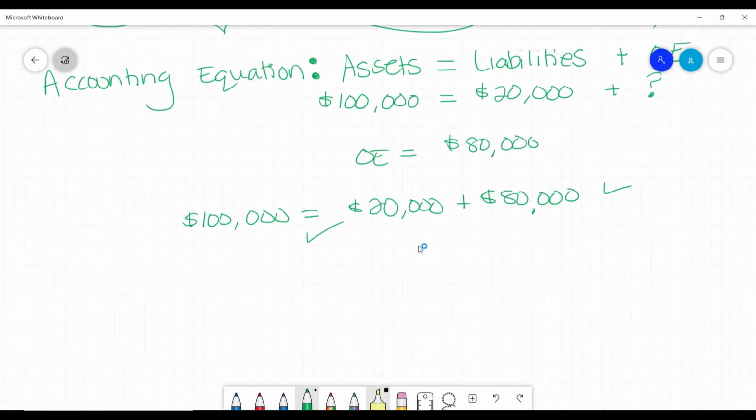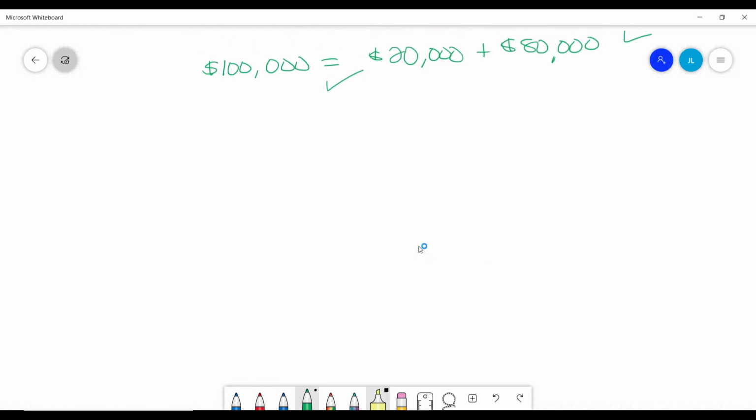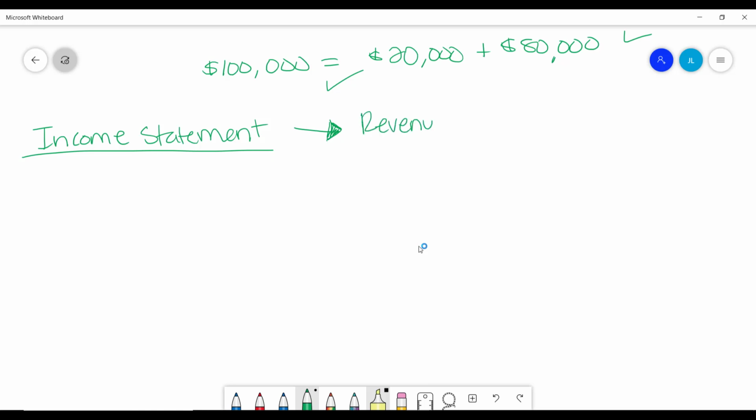So there's a lot going on with the balance sheet, but we also have two other financial statements, and one other one is the income statement. Also a very important financial statement. Okay, so your income statement, looking at the most basic definition we can, is basically just what are the company's revenues and expenses. It looks at your revenues and expenses for a period of time.